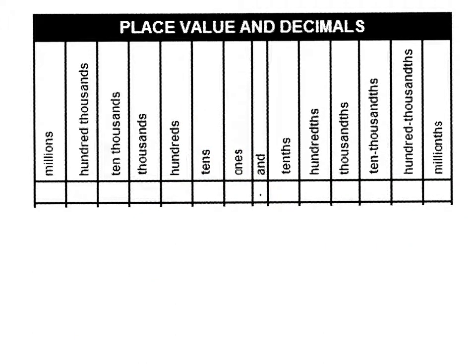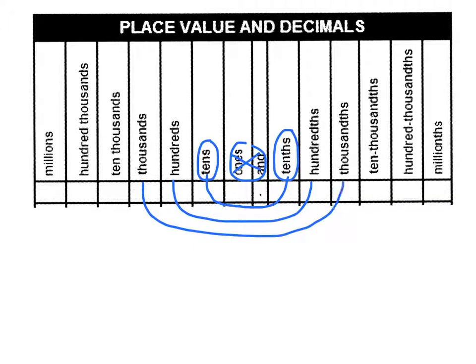One other thing to notice is that except for the ones place value, there's a mirror image for every place value that is a whole number place value with a decimal place value. For instance, we have the tens and we have the tenths, we have the hundreds and we have the hundredths, we have the thousands and we have the thousandths, and so forth, the 10,000ths and the 10,000s. So every single one of these has a mirror image.